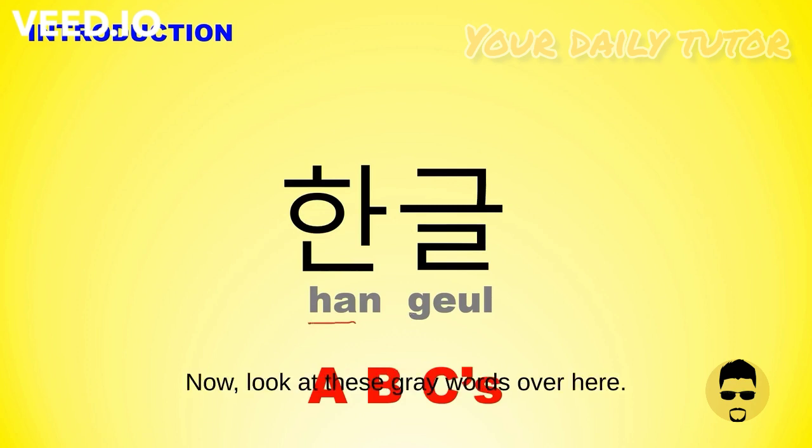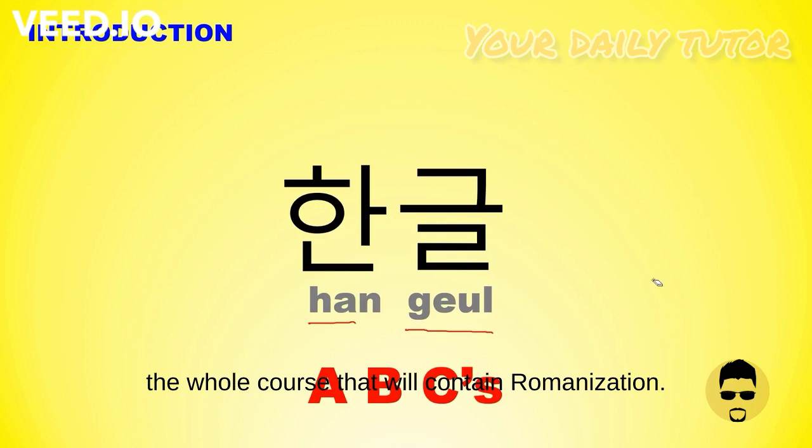Now look at these grey words over here. You can read them as Hangul. These English representations of each Korean character is called romanization. Do take note that for this course, there will be very minimal romanization. That is because there are certain sounds in Hangul that are difficult to represent using English words or letters. In fact, this is the only slide in the whole course that will contain romanization, so just bear that in mind.